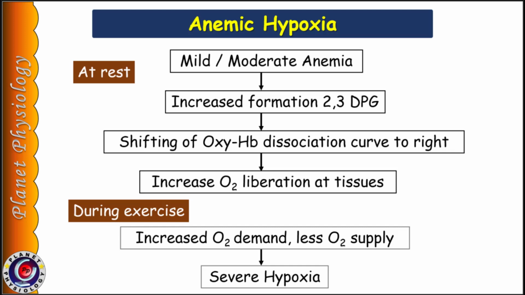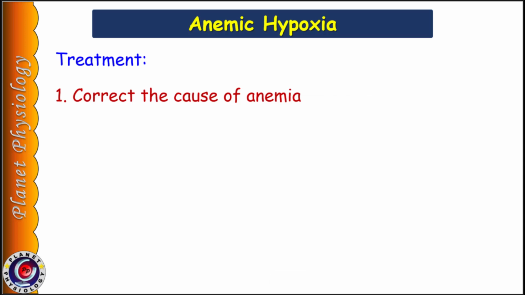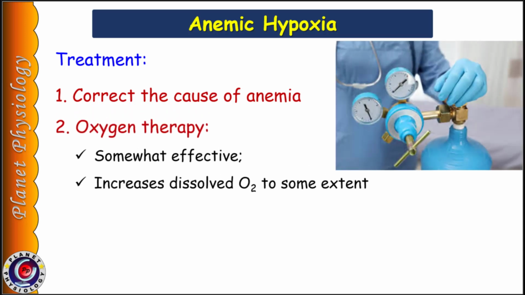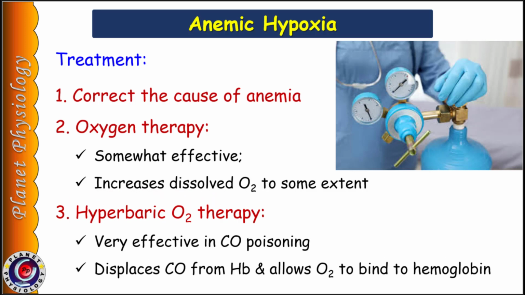As in this case, hypoxia is due to decreased hemoglobin content, treatment should be aimed to correct the anemia. Oxygen therapy is somewhat effective to treat hypoxia as it can increase the dissolved oxygen to some extent. In case of carbon monoxide poisoning, hyperbaric oxygen therapy is very effective.